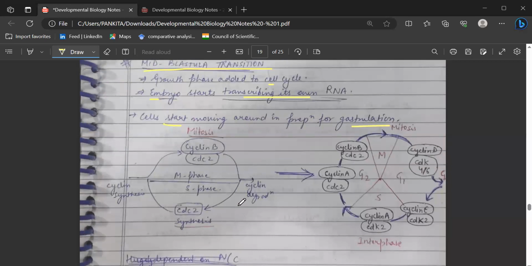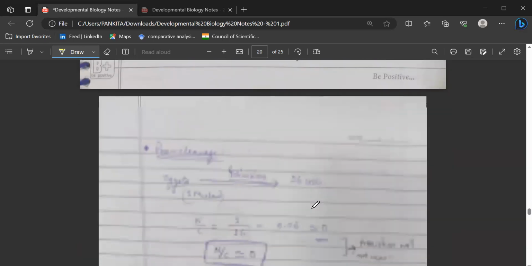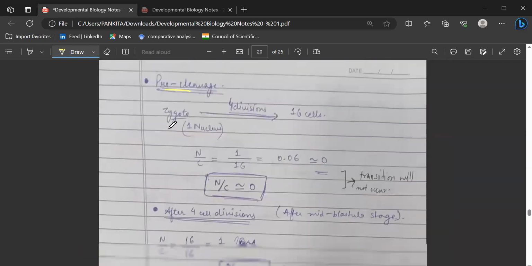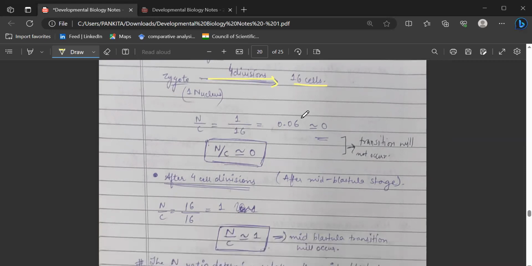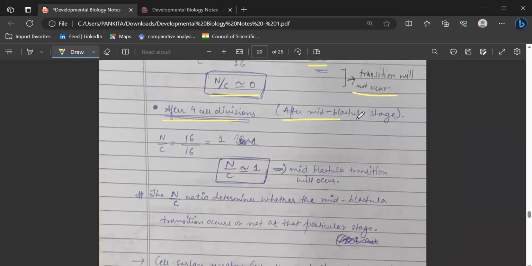The mid-blastula transition will depend on the NC ratio. NC ratio is the nucleus to cytoplasmic ratio. So the pre-cleavage zygote undergoes 4 divisions and forms 16 cells. In this case, the NC ratio is near about 0. And when the NC ratio is approximately 0, the transition will not occur. After 4 cell divisions, or after the mid-blastula stage, the NC ratio is approximately 1. So when the nucleus to cytoplasmic ratio is around 1, the mid-blastula transition will occur.